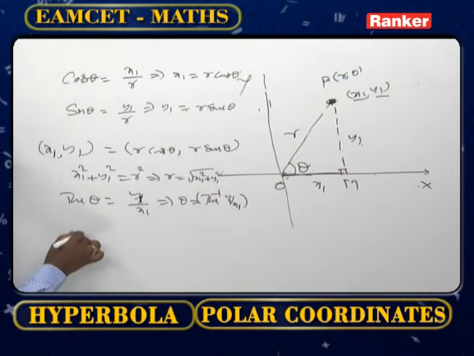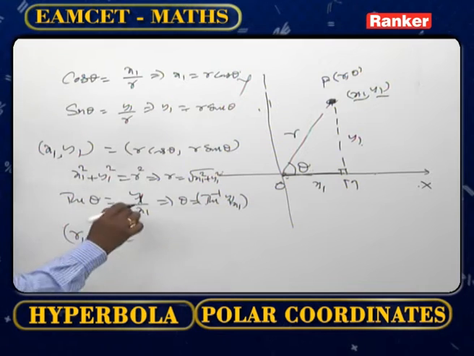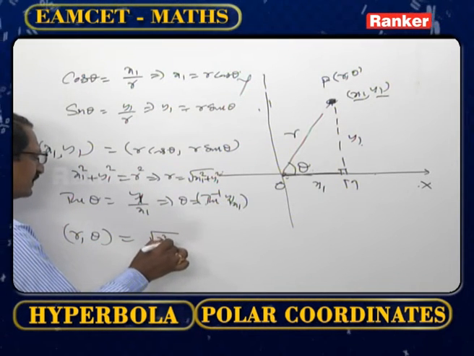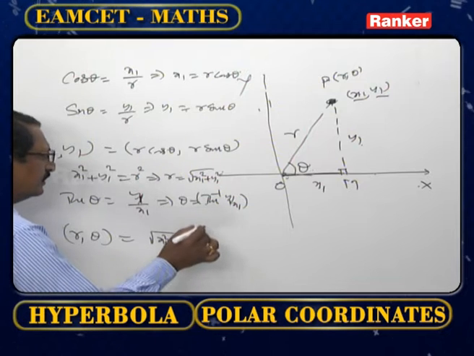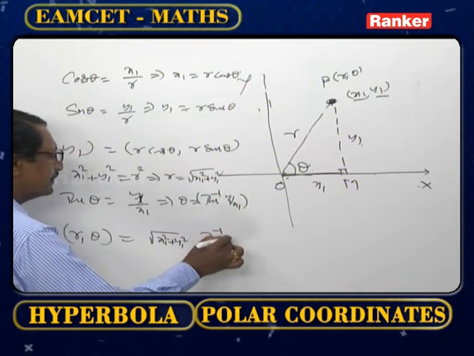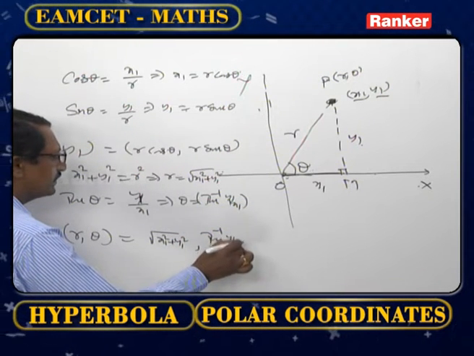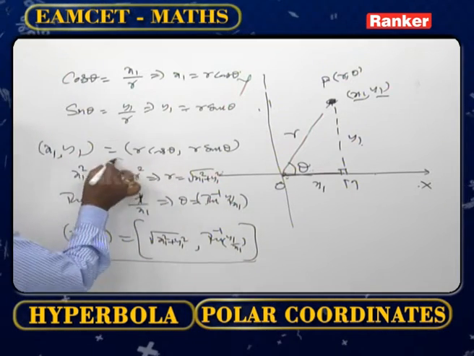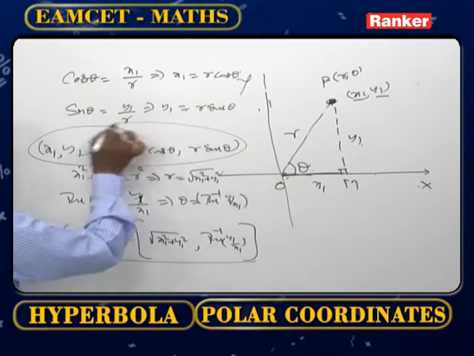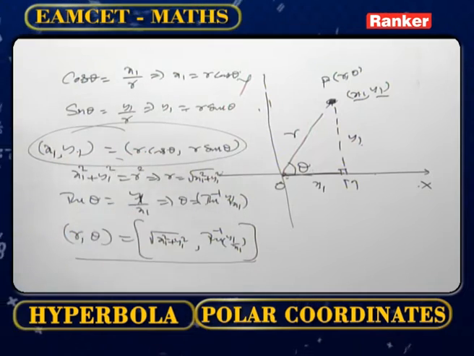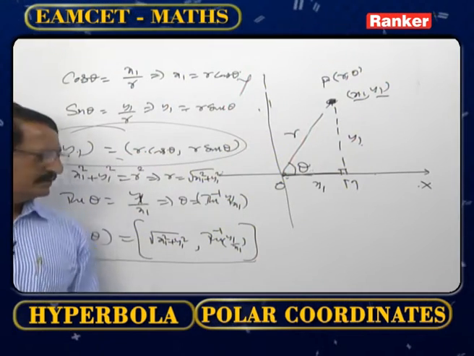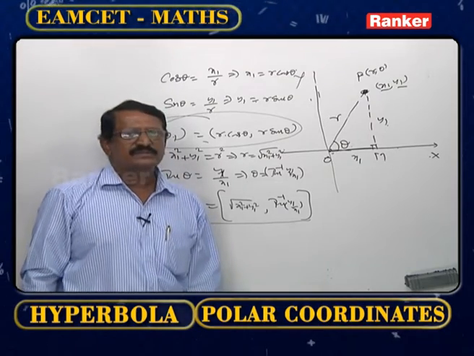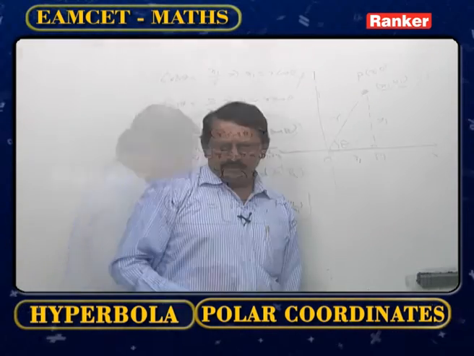Now (r, theta) in terms of x1 and y1 is r equals square root of x1 square plus y1 square, theta equals tan inverse y1 by x1. This is the relation between Cartesian coordinates and polar coordinates: (x1, y1) equals (r cos theta, r sin theta), and (r, theta) equals (square root of x1 square plus y1 square, tan inverse y1 by x1).